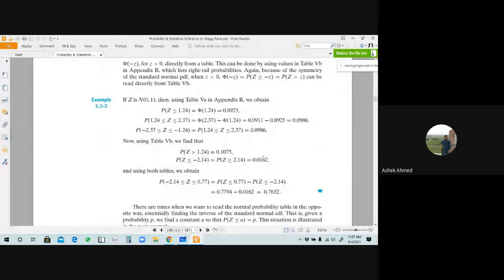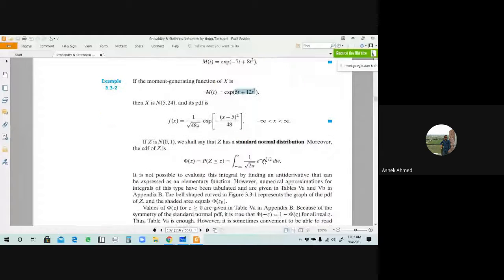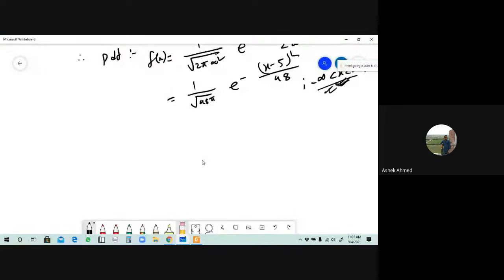Now we'll see the next problems here. These problems are very, very important problems here. Okay. N of 0, comma 1. What do you mean by N of 0, comma 1? Can you say? So normal distribution with mean 0 and variance.